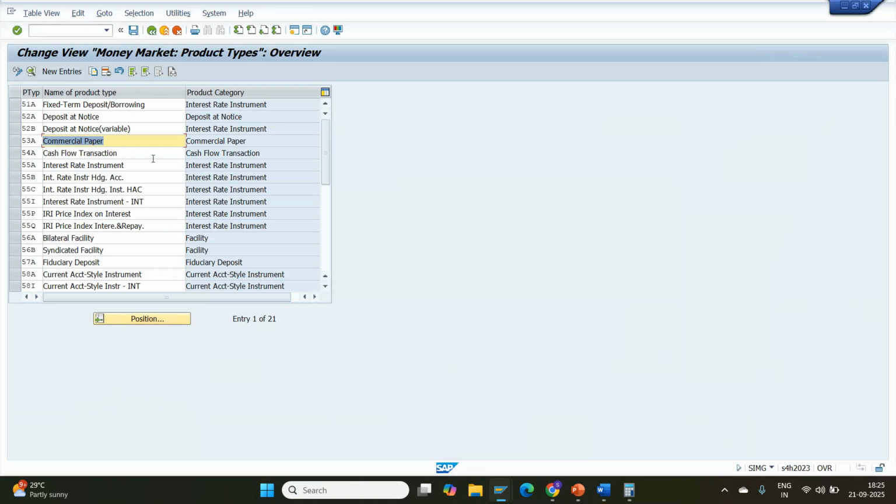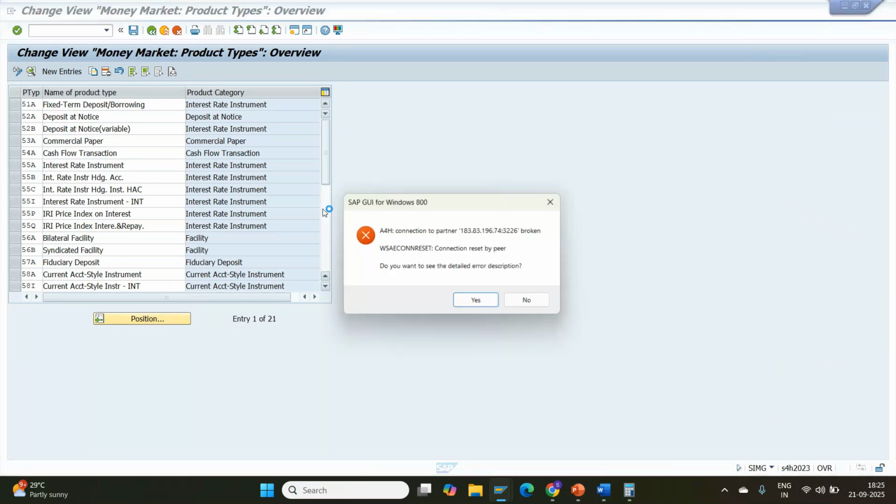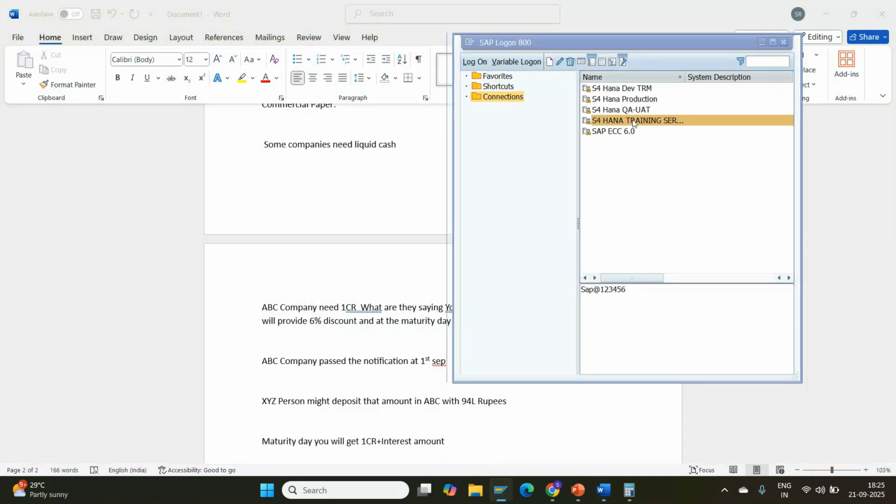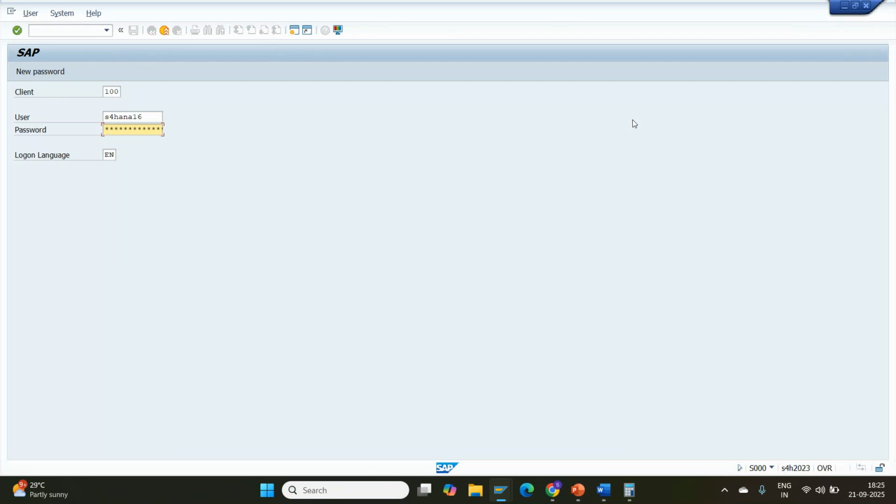How is commercial paper different from fixed deposit? Because they're already giving us interest, right? The only difference is we're getting a discount. Exactly. The company will pass the discount rate during that time of investment, and then at maturity you will get the actual interest rate. You are getting two types of benefits, not a single type. This type of thing we will also implement.